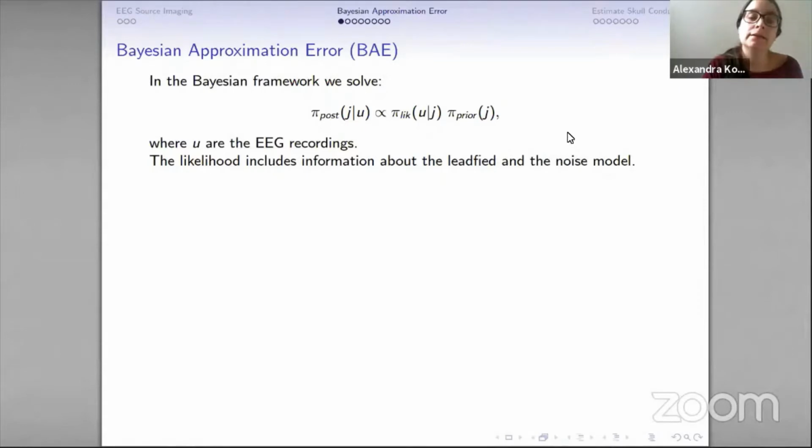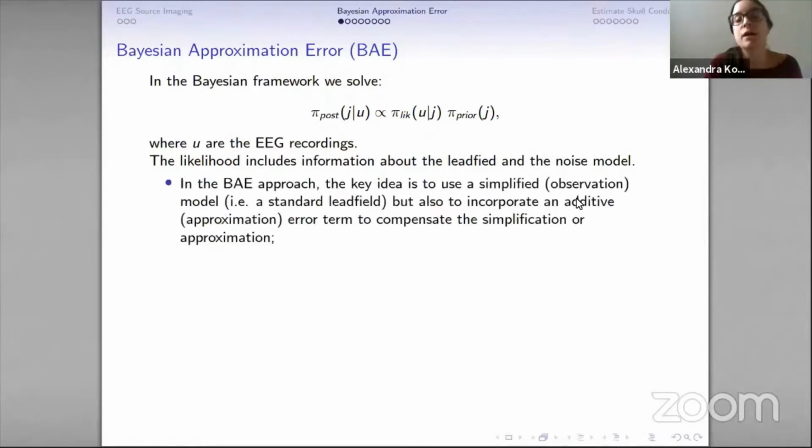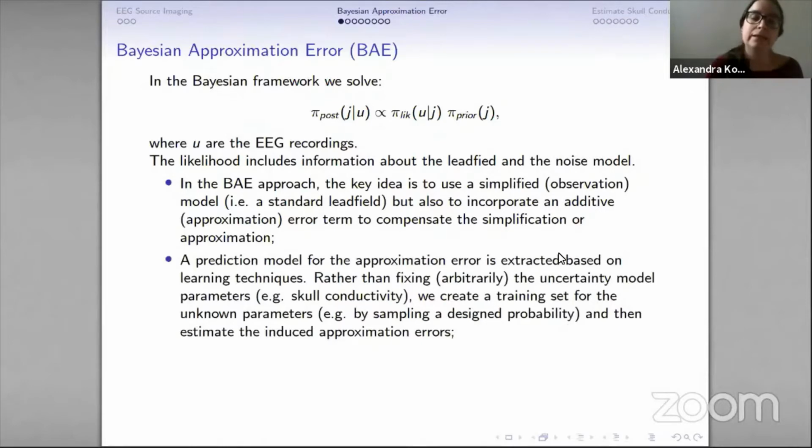And in the Bayesian approach, the key idea is to build a simple observation model using, for example, a standard lead field which has some literature values, for example, for the skull conductivity, but also to incorporate an additive approximation error term that you will use to compensate for this simplification. And the next step is to build a model for this approximation error. To do that, usually you use learning or training techniques.